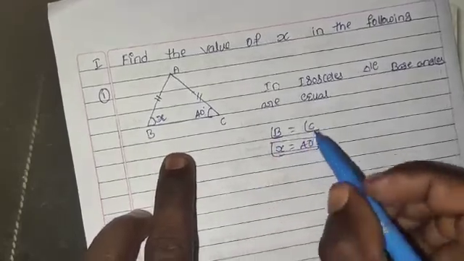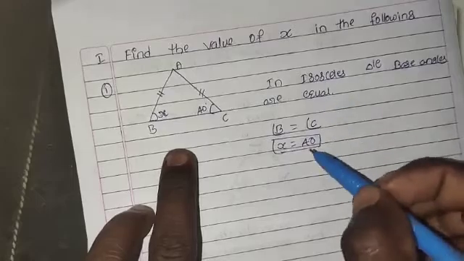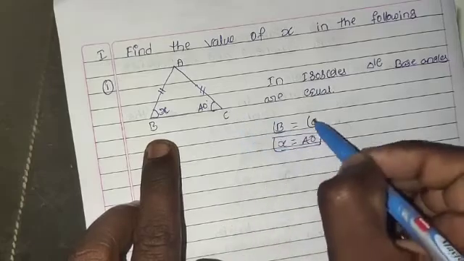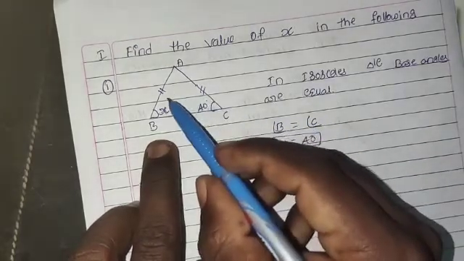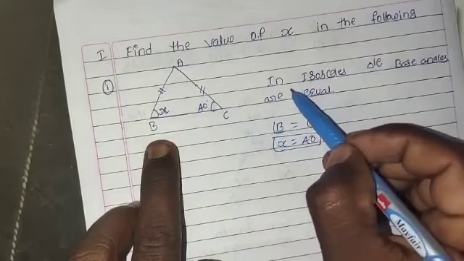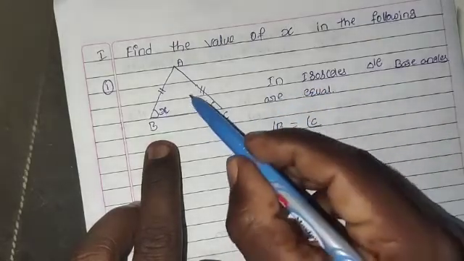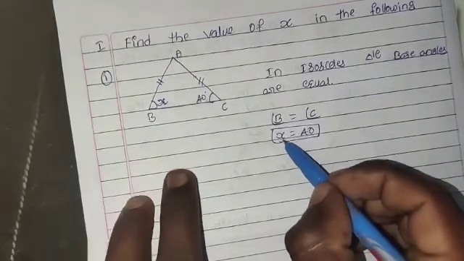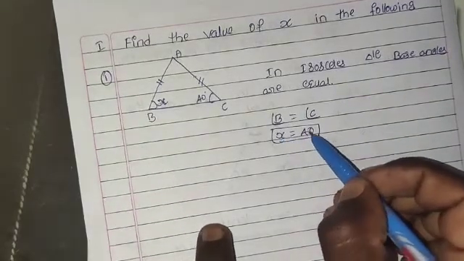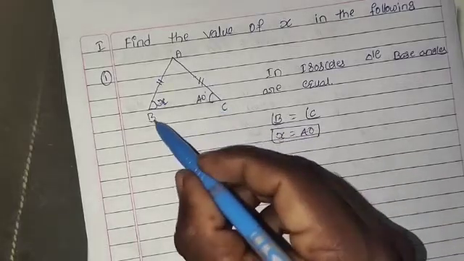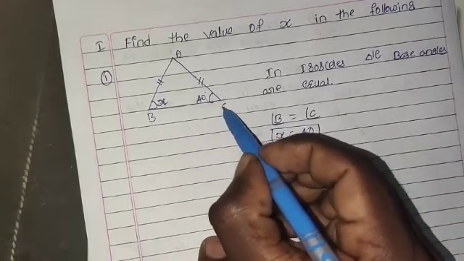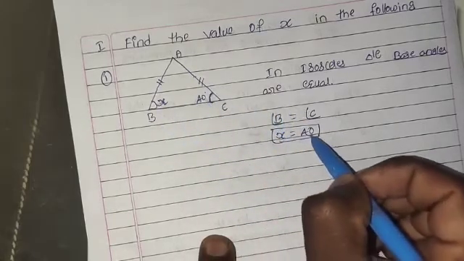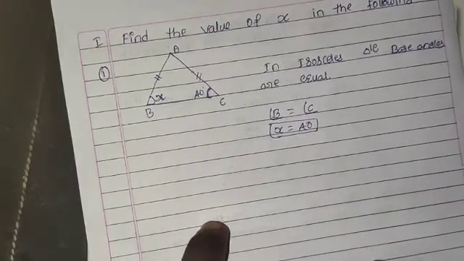By using the isosceles triangle property, we can easily find the value of x. Here B and C are the base angles. In an isosceles triangle, the base angles which are opposite to the equal sides are equal. According to this property, we can easily find the base angles. B and C are the base angles, so B angle is equal to C angle. Here the C angle is 40 degrees, so the B angle is also 40 degrees, which means the value of x is 40 degrees.